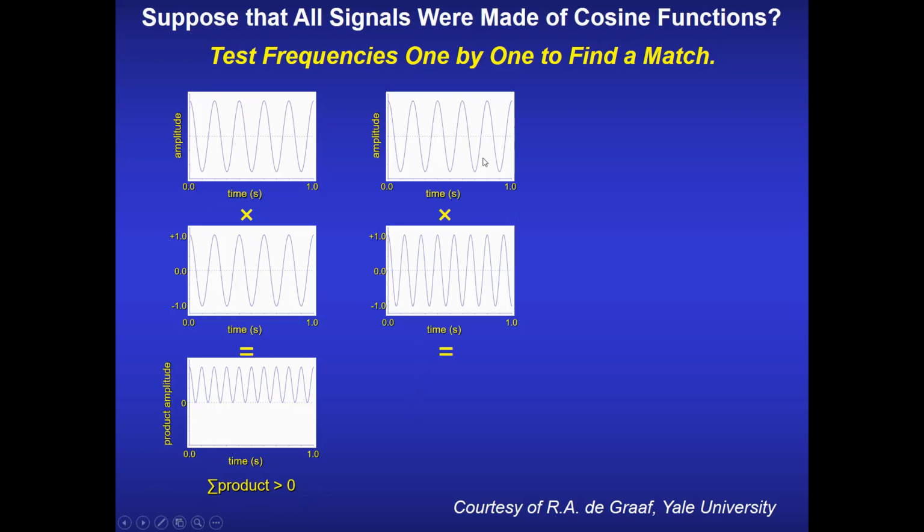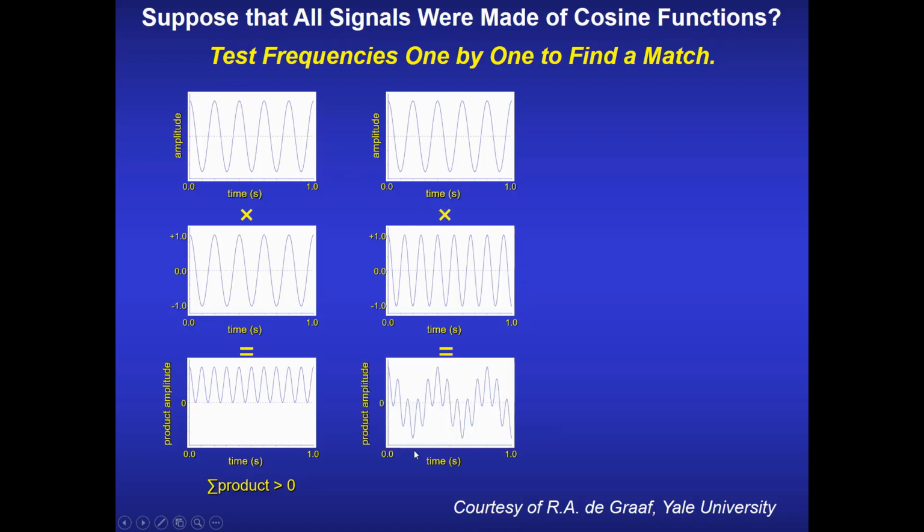Now let's test an incorrect frequency. So here's our original signal, and we're going to test something with it. See how there are more oscillations? This is oscillating faster. Our signal has 4 complete cycles, so it's 4 hertz here. And this one has 1, 2, 3, 4, 5, 6, 7 and a half cycles. Now the integral of this product actually comes out to be 0.